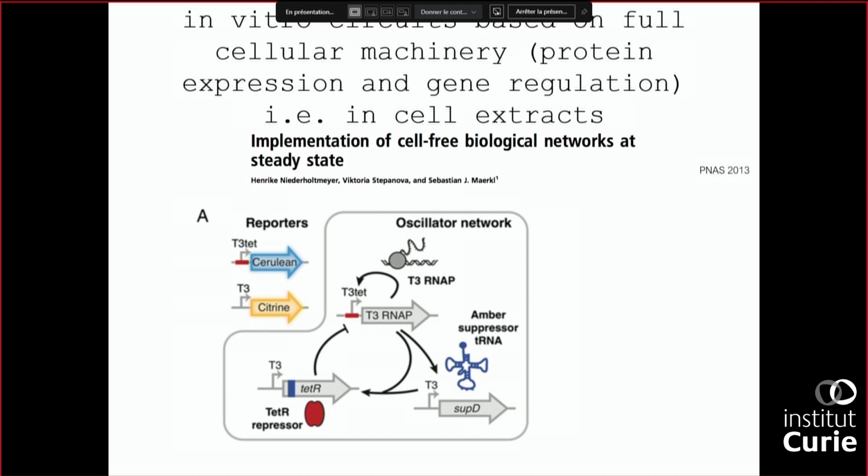This was implemented, for example, in this paper by the group of Sebastian Maerkl in Switzerland. Again, the goal was to design oscillatory dynamics using parts that have nothing to do with any oscillators in any living organism.